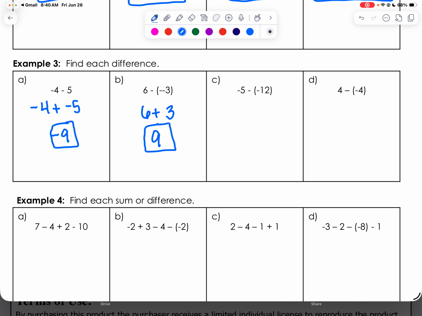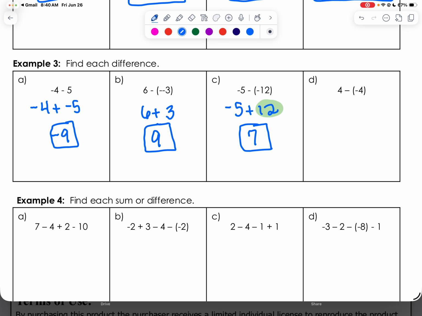All right, negative 5 minus negative 12. First step, rewrite as an addition problem. So negative 5 plus positive 12. Addition of the opposite. Now I'm going to use my integer rules. Because the signs are different, I subtract. 12 minus 5 is 7. Then identify the larger absolute value, which is 12. So my answer is positive.